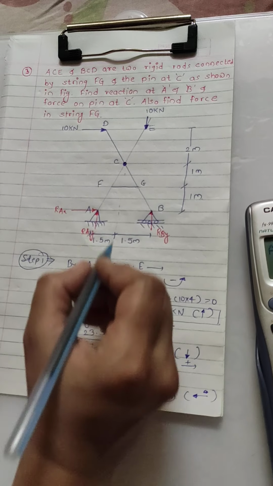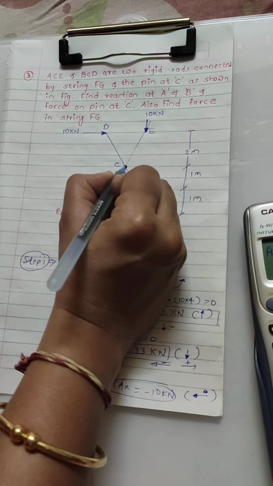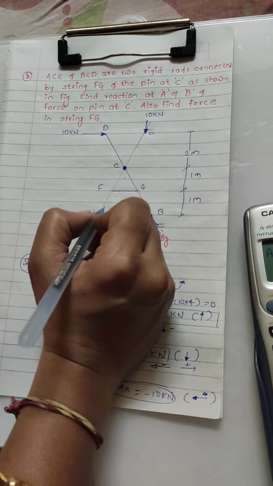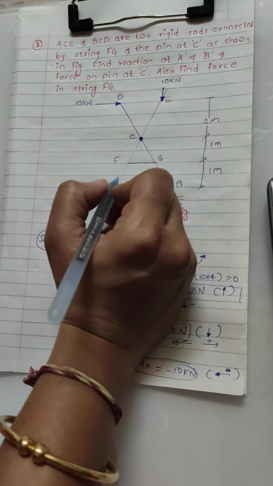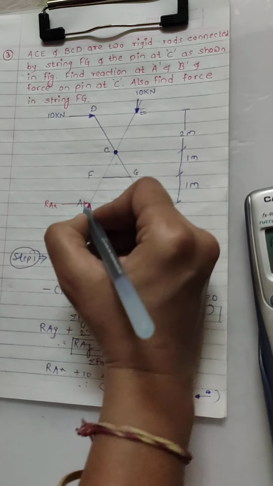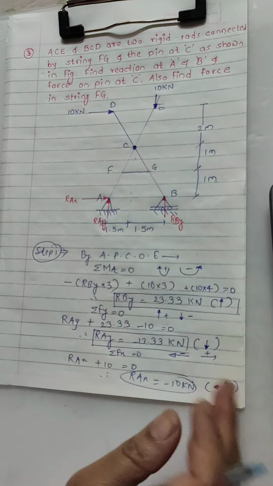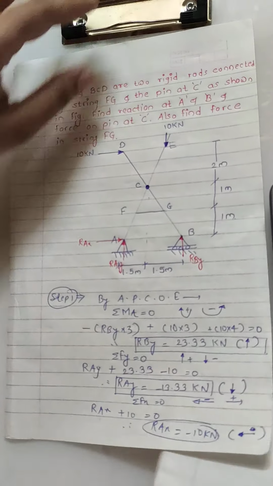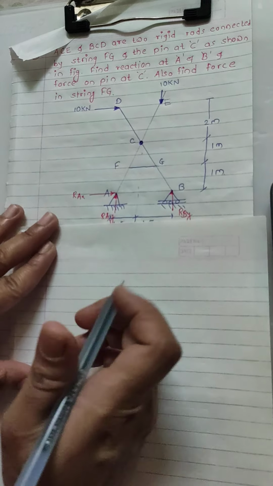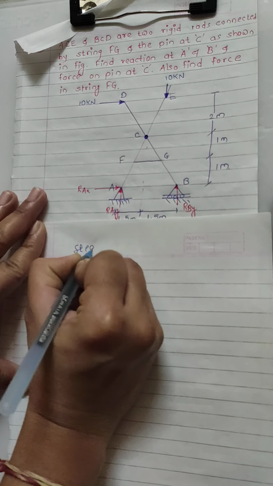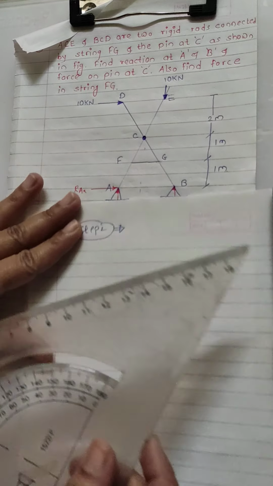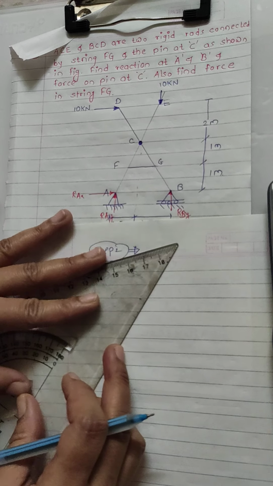Now again I have to calculate the value of reaction at C and tensile force developed in the cable FG. So now I am going to consider two different members of this frame. One member will be DCB and another member will be ACE. Step 2. I will draw the FBD of both the members here.